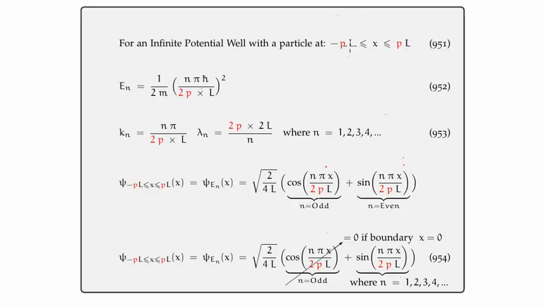So hopefully at this point you can appreciate why I specifically chose to describe the well width as negative to positive PL. So hopefully that was useful, that you learned a lot from that, and maybe cleared up some queries or confusions you had from your own lessons.